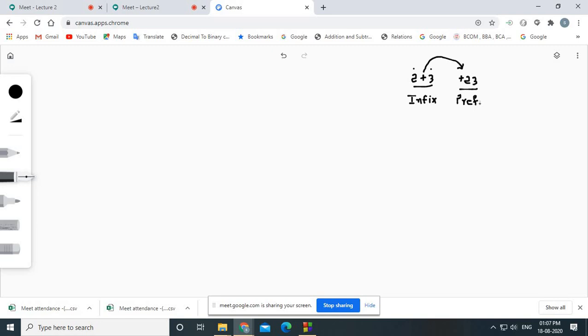Now you can easily develop the circuitry so that this type of expression will be evaluated and you can get the answer, that is 5, right? Similarly, there is one more expression where we write the operands first. For example, here we write operands 2 and 3 first, and then the operator. So here the operator comes post, later on, after the operands. This type of expression is known as a postfix expression. So this is called a postfix expression, right?